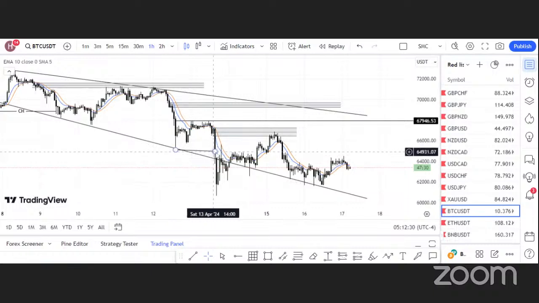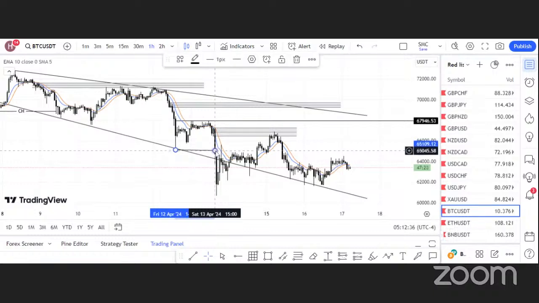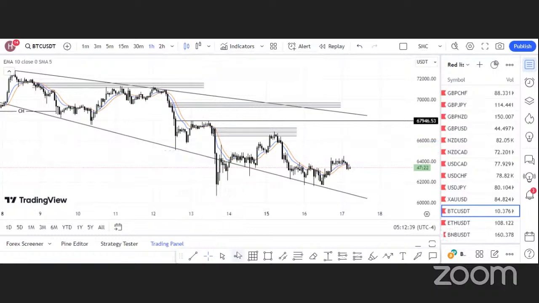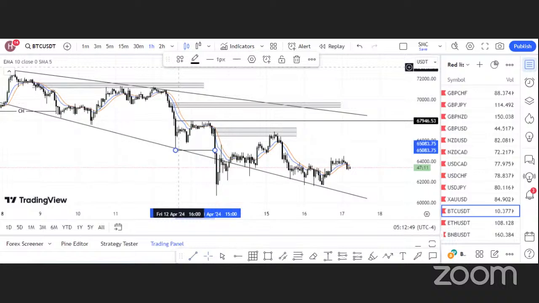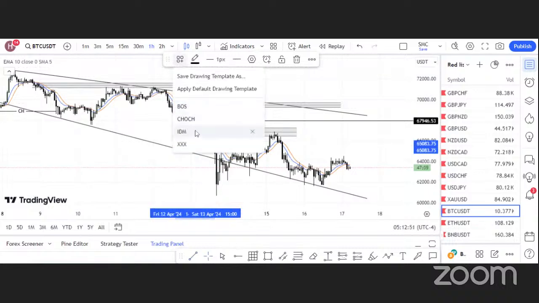So our trend line channel is confirming to us that the market is on a downtrend. Okay, it's going bearish. So when the market is going bearish, what are you looking out for? You want to look out for a sell opportunity.